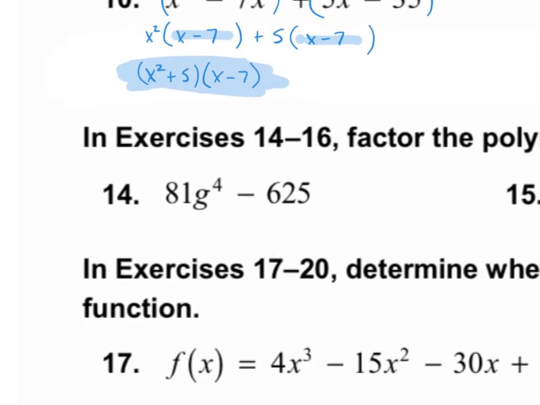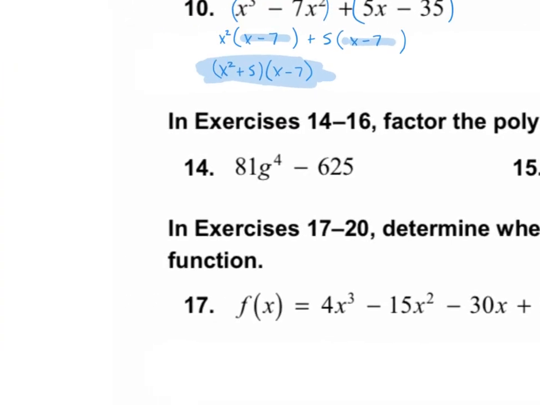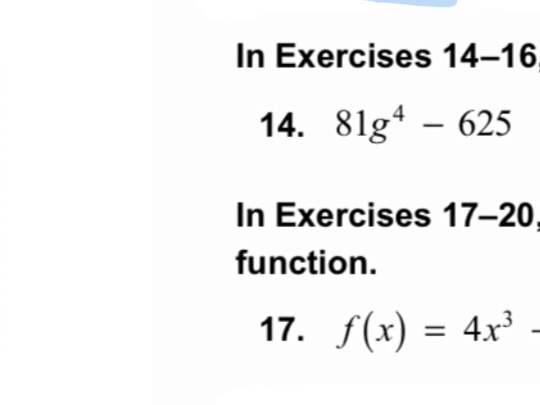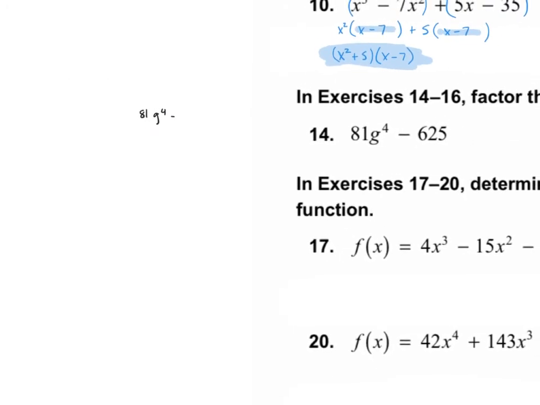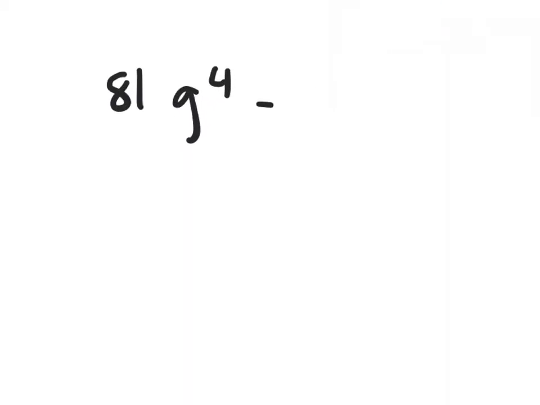All right, let's look at 14. Again, we need to factor completely. I'm just going to rewrite it on the side over here so we have more room. 81 times g to the 4th power minus 625. All right, what do we do here?